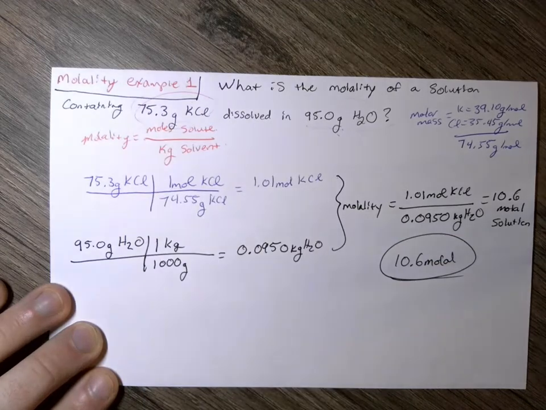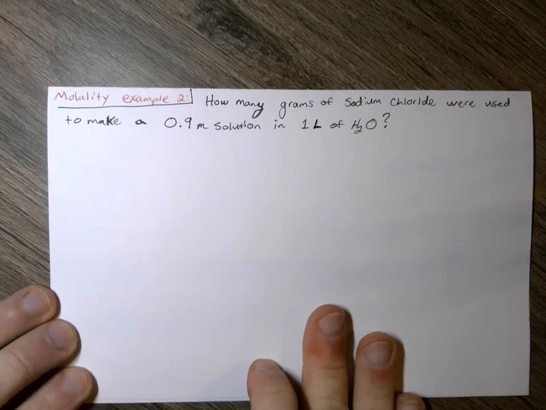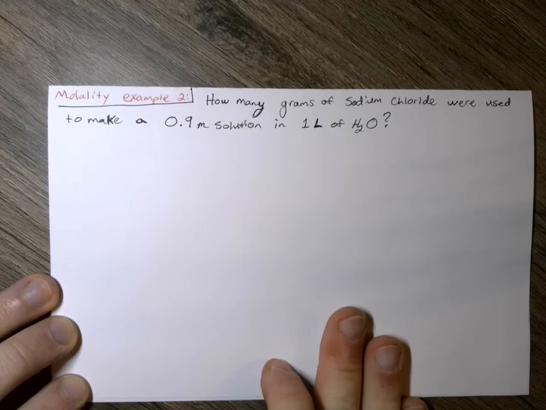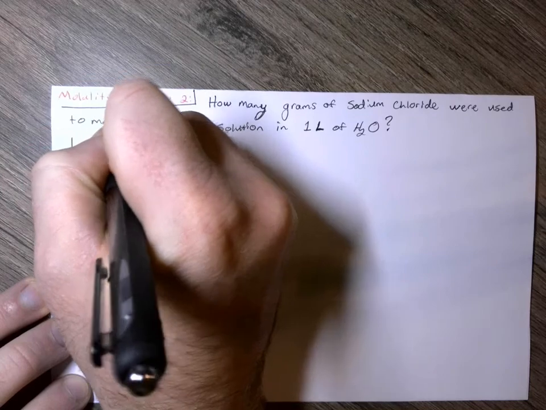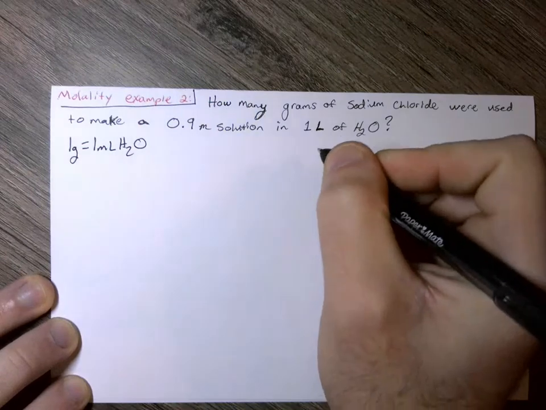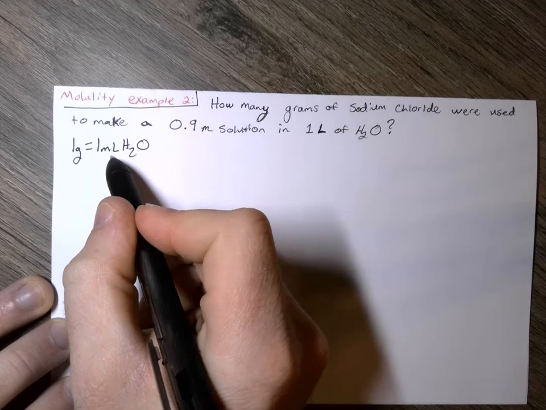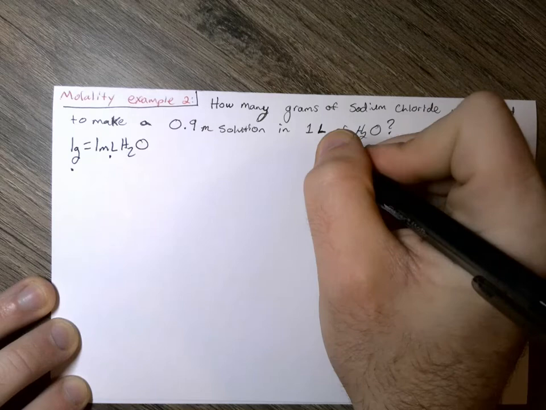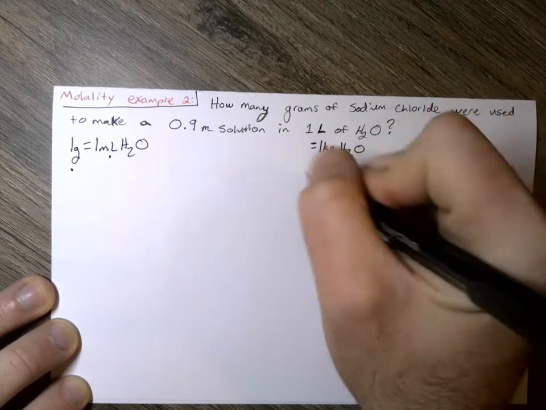Our next one says how many grams of sodium chloride were used to make a 0.9 molal solution in 1 liter of H2O. So if you remember, 1 gram is equal to 1 milliliter of H2O. So therefore, if I have 1 liter, that's 1,000 times larger than a milliliter, so I have 1,000 times larger than a gram, which is kilogram. So that means this is equal to 1 kilogram of H2O. Okay, so that's my solvent.